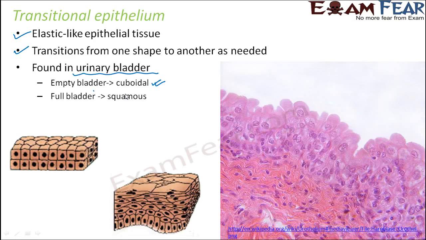So now as your bladder changes from being empty to being full, the shape of the epithelium also changes from cuboidal to squamous. So this type of epithelium is known as transitional epithelium. Here this picture shows how the transitional epithelium looks. This is how they look, and initially it is cuboidal when empty, and later it becomes squamous. So when the bladder is full it is squamous, when the bladder is empty it is cuboidal.